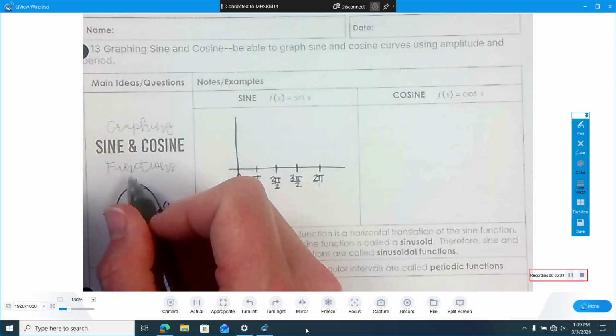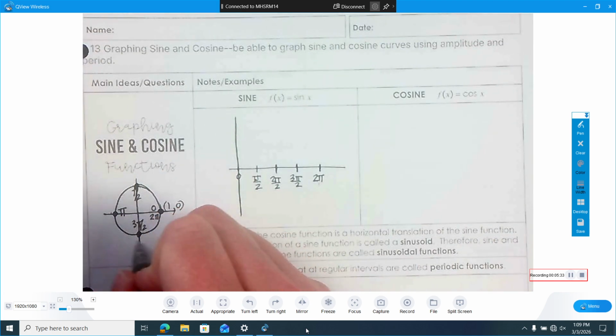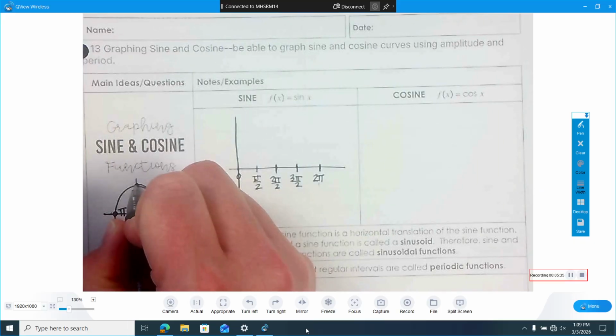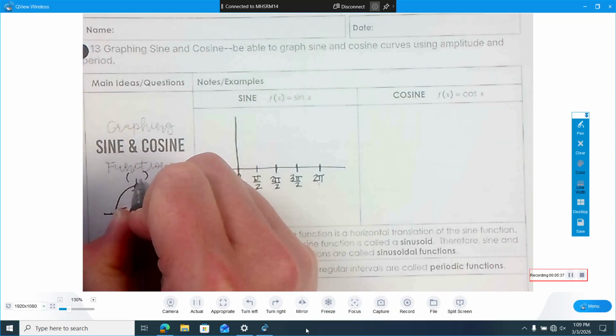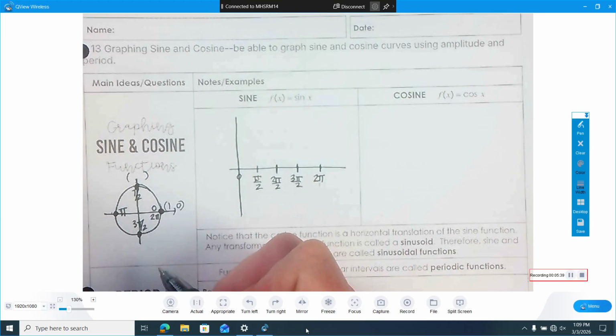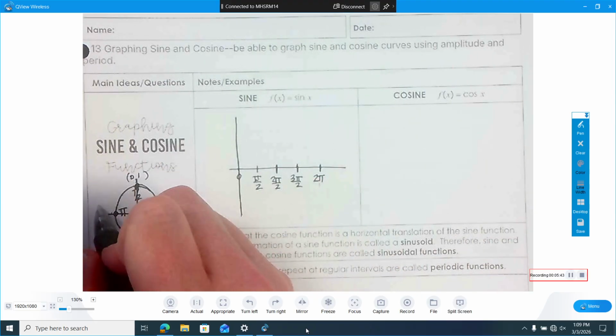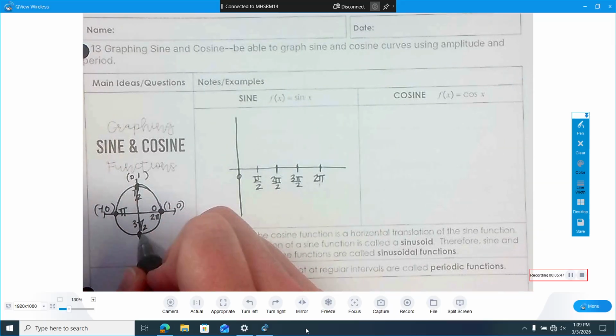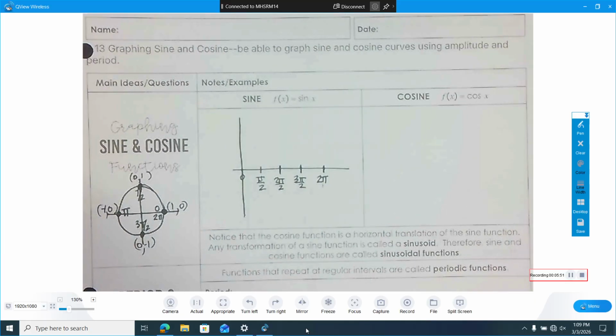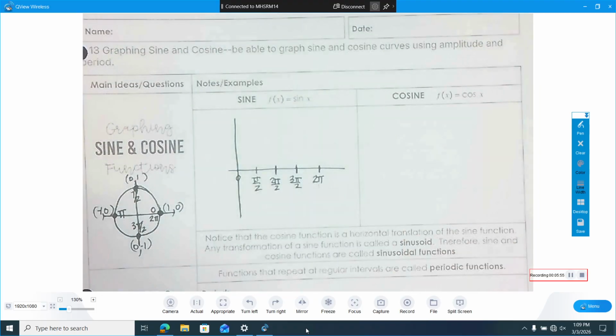And then what we can do now is we can actually plot our sine values. So we're going to travel around our unit circle starting at 0, and I'm going to go up here at pi over 2. What's the ordered pair here? 0, 1. And at pi, what's our ordered pair? -1, 0. And then at 3 pi over 2, what's our ordered pair? 0, -1. Okay. So now we're actually going to plot the sine values as we travel around our unit circle.